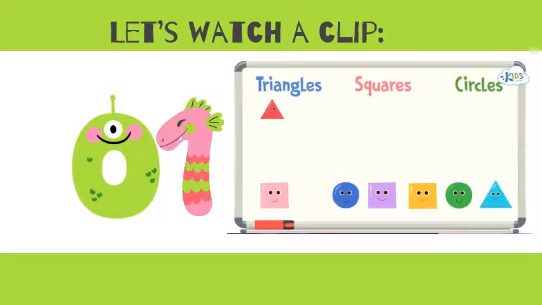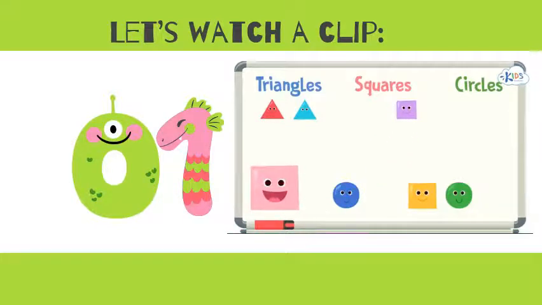Okay, here's the answer. Here's the other triangle. Let's put it in the group for triangles. It's the last one. Now we can find all the squares. Here's the first square. Let's put it in the group for squares. Here's another. It belongs in the group for squares too. And finally, here's the last one. It also belongs in the group for squares.